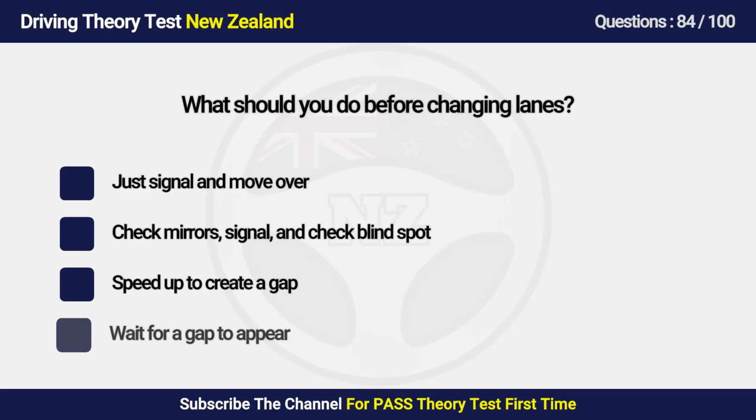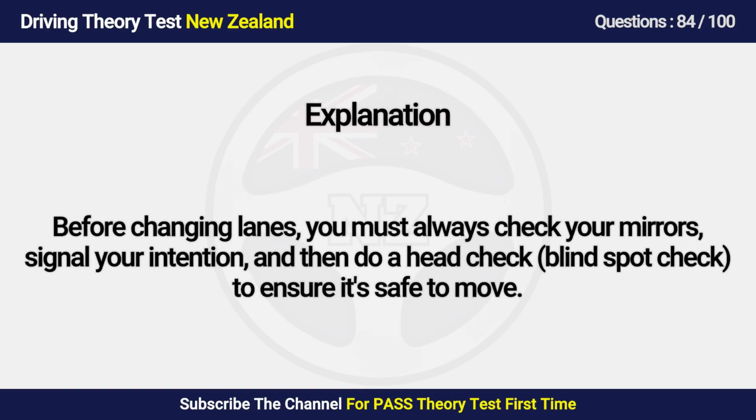Question 84. What should you do before changing lanes? A. Just signal and move over. B. Check mirrors, signal and check blind spot. C. Speed up to create a gap. D. Wait for a gap to appear. Answers is B. Check mirrors, signal and check blind spot. Before changing lanes, you must always check your mirrors, signal your intention, and then do a head check blind spot check to ensure it's safe to move.